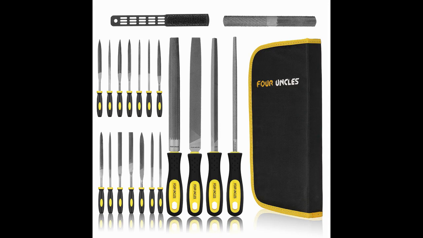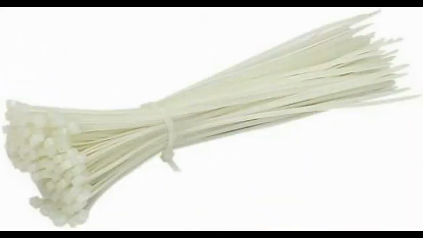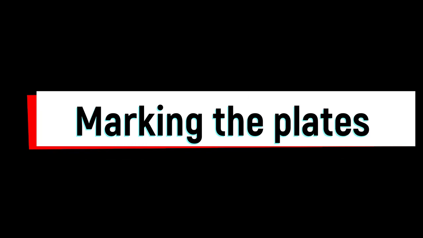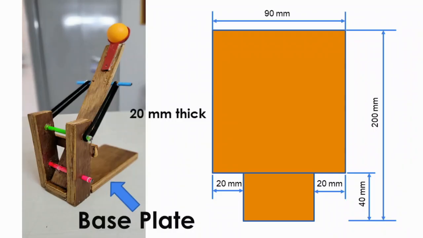You all have different files in your lab. So we are going to use the files to smoothen the wood surfaces. Next thing that we are going to need is a zip tie to tighten some of the parts. Now let's start with marking the plates. So base plate, this is a catapult that we are going to use.